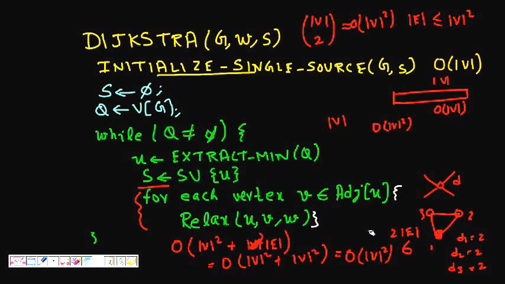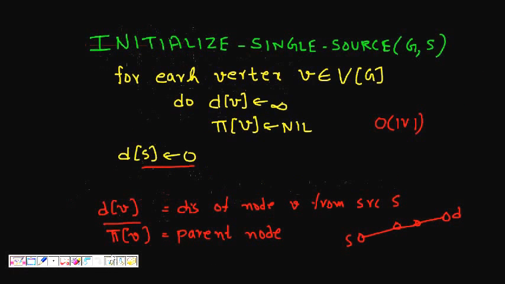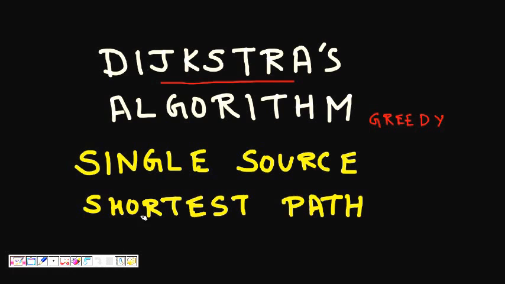So we see that Dijkstra's algorithm takes O of mod V square if we have a Q that is an array. If you have something different for extract min, then your algorithm complexity will be different. So this lecture gave you a basic idea about Dijkstra's algorithm and its analysis.